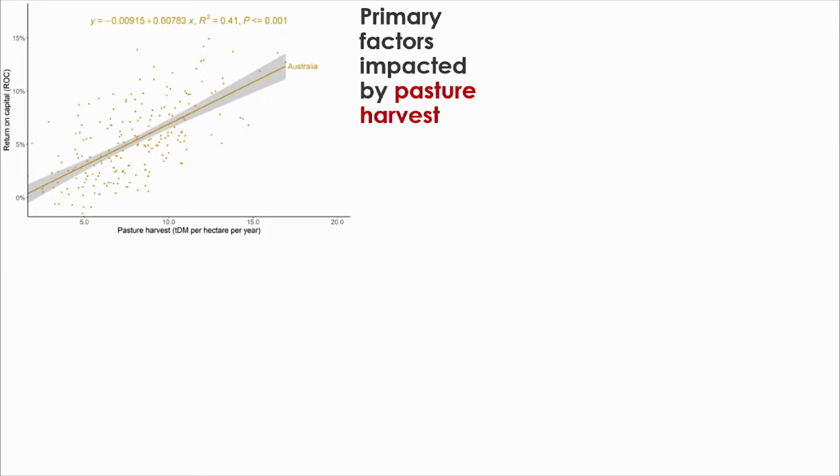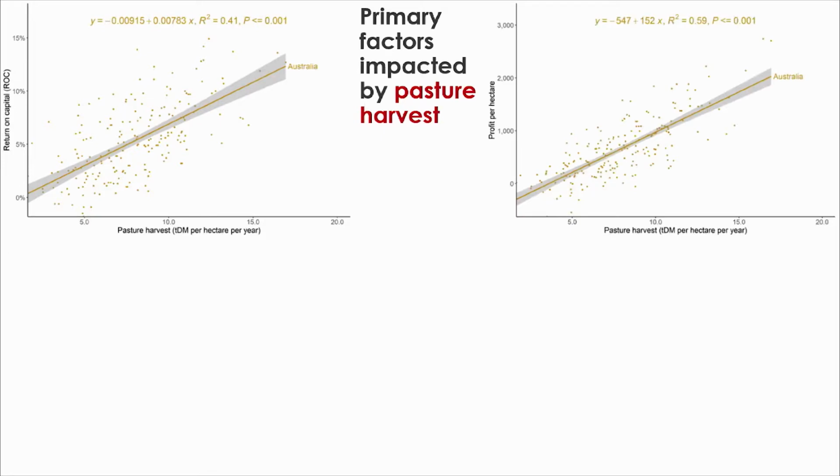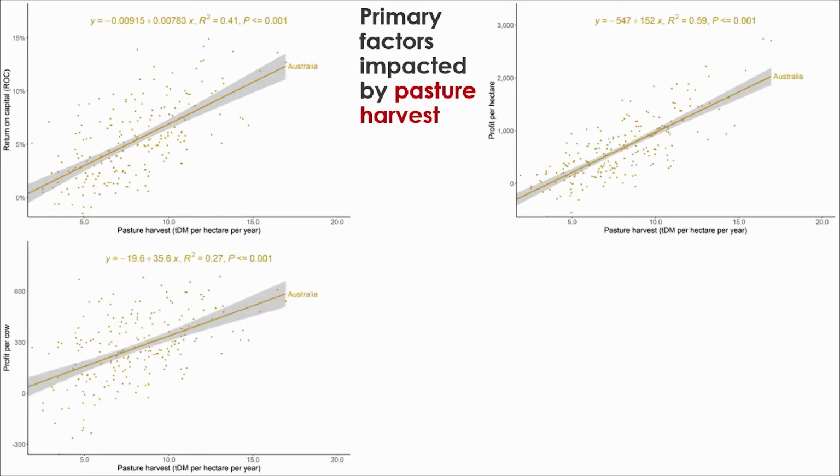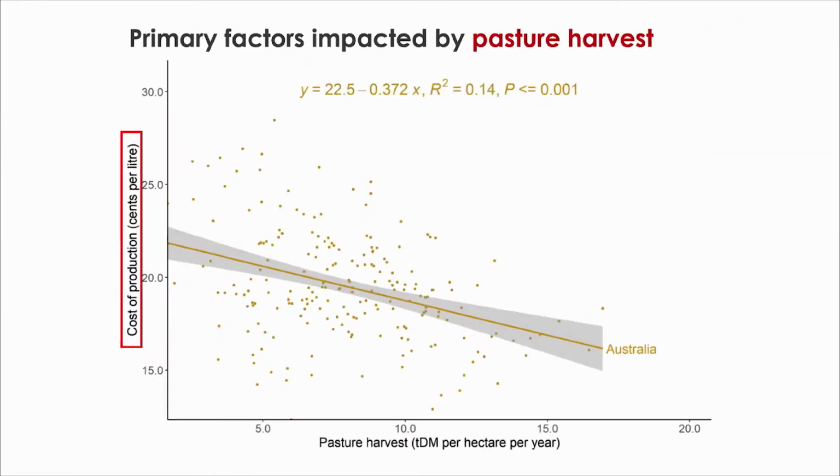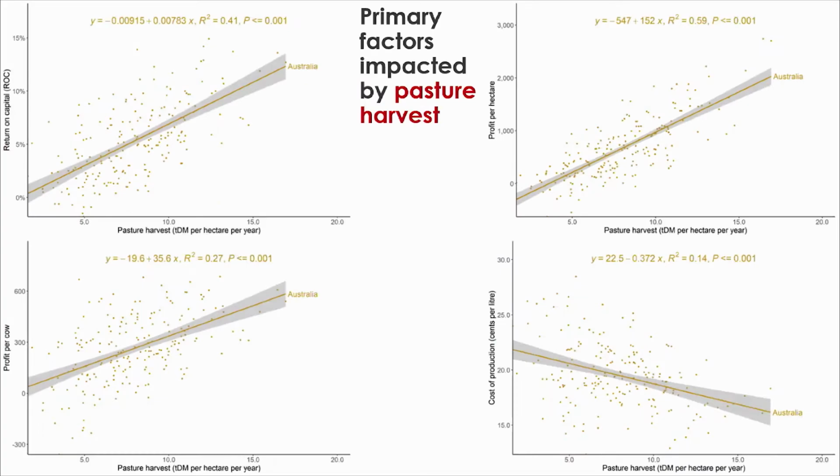So this relationship of pasture harvest and return on capital is similar to the impact on profit per hectare and profit per cow. This graph outlines the impact of pasture harvest on cost of production per litre. The trend is strong, with increasing pasture harvest contributing to a decrease in cost of production. So these are the first 4 graphs.